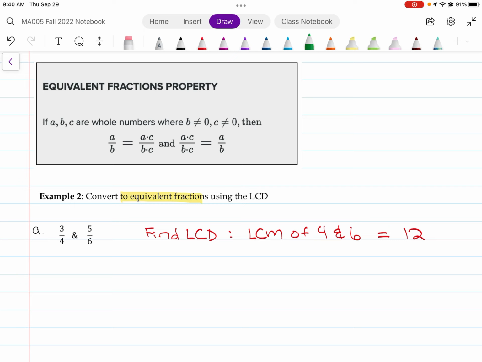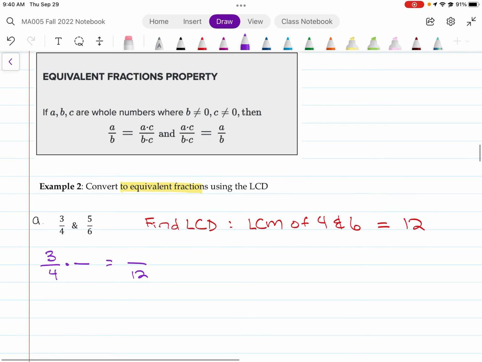Okay, so let's look at 3/4. So how could we convert 3/4 times something to have a denominator of 12? What would we multiply by? And then we're going to do 5/6. So what would we multiply 5/6 by to get a common denominator of 12? So pause the video and think about that and try to do it.